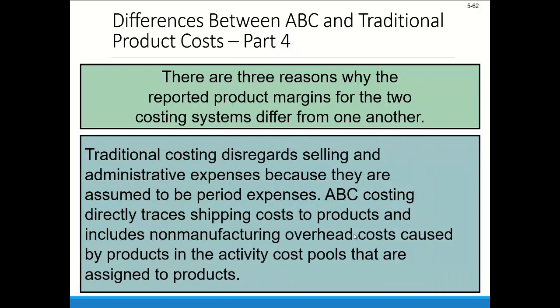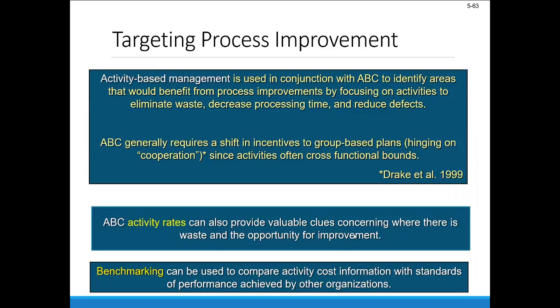And then our traditional costing does disregard those selling and admin expenses because they're assumed to be period expenses. Under ABC, we want to make sure any direct costs from those categories do get assigned to individual products or customers. Now, your book did have a little bit of a sidebar or addendum to some of these things that I wanted to mention just briefly.